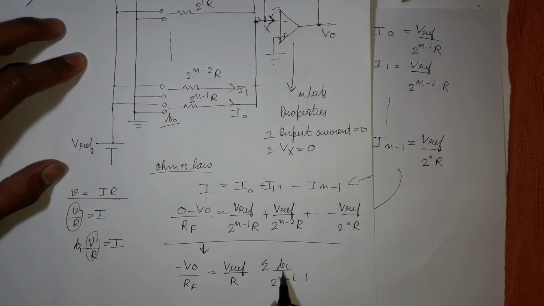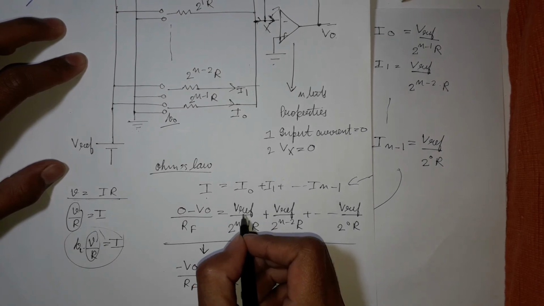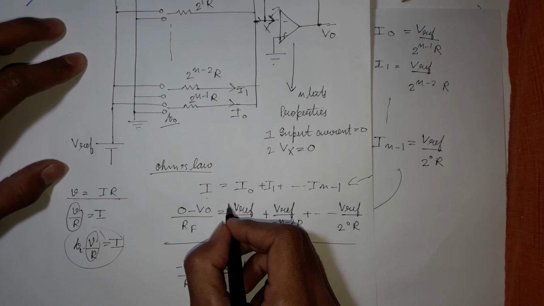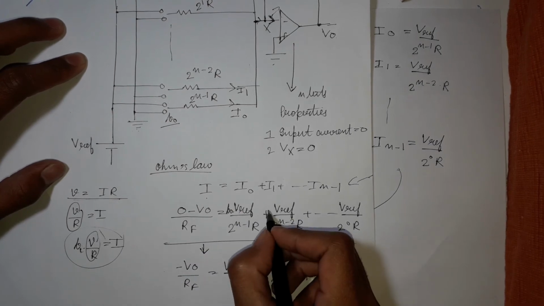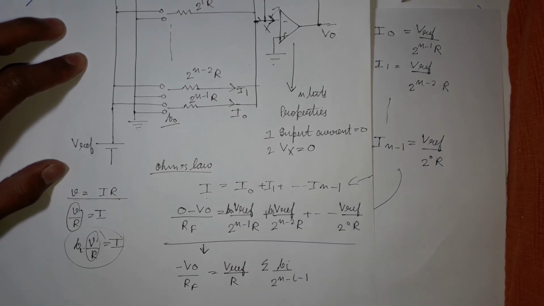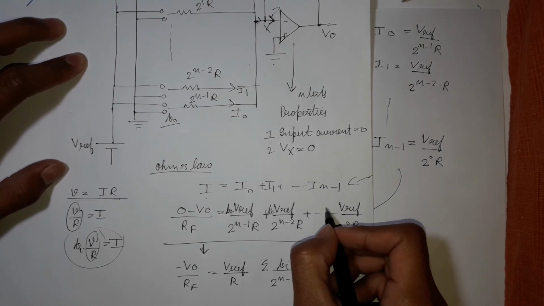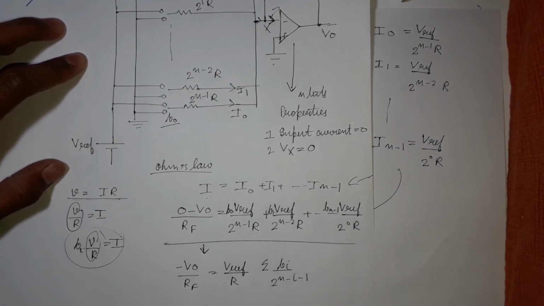Now from where did we get this Bi? I just told you we have to multiply it with this bit in order to check whether the current is 0 or it is as it is. So this one was multiplied by B0, this is multiplied by B1, and this one is multiplied by B n minus 1. So this is the final equation we get after solving this.